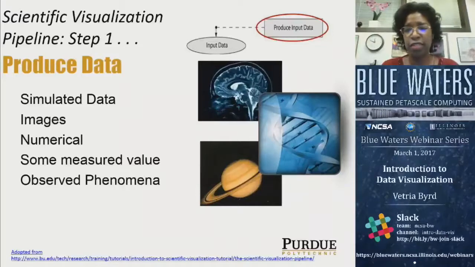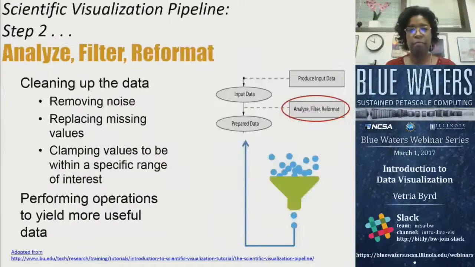So the first step is your input data. And again, that data could be almost anything. It could be simulated data. It could be images. It could be some measured value, or it could be social media data, as I mentioned before, any type of data. But in this context, we're looking at scientific visualization. So that first step is to get the data.